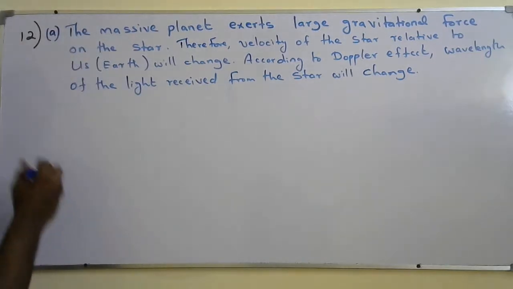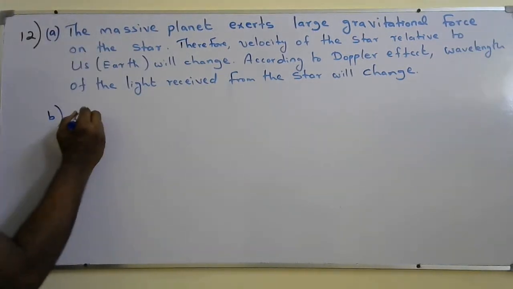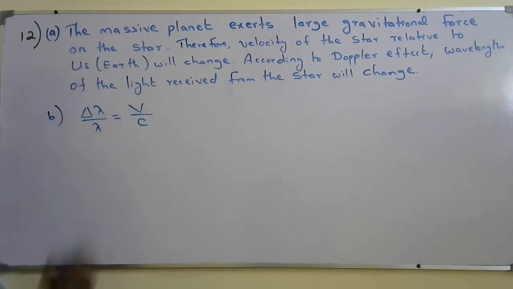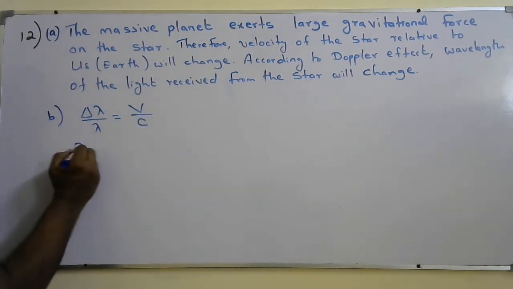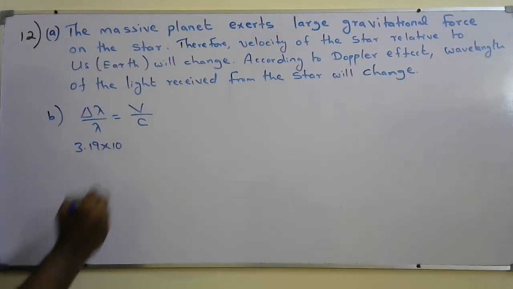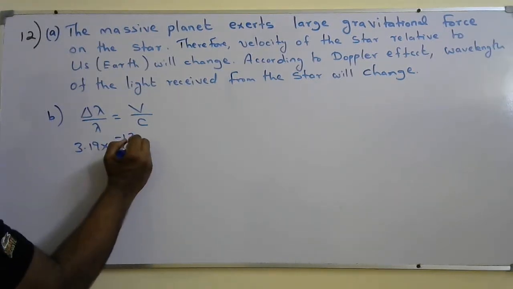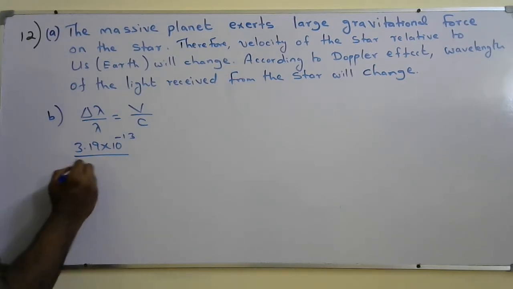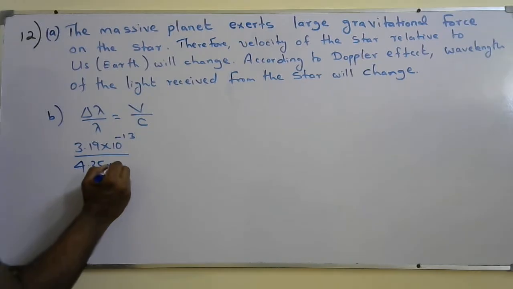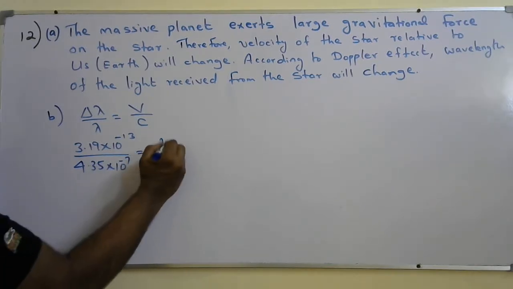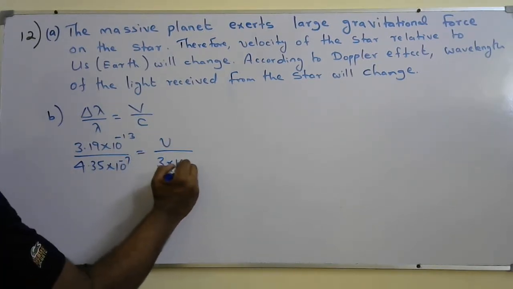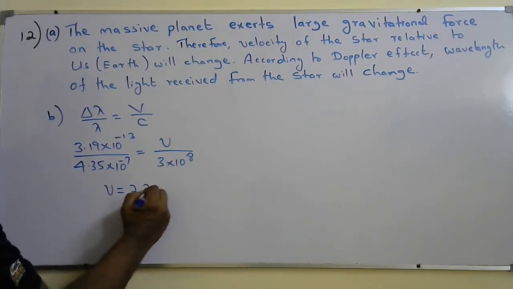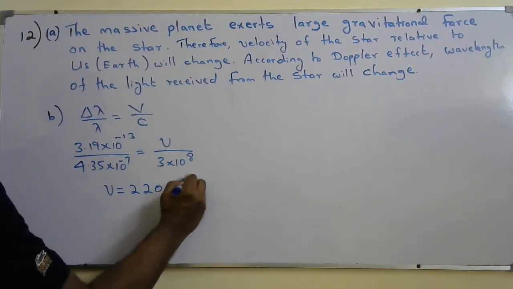We can use the Doppler effect equation: delta lambda over lambda equals v over c. Delta lambda is given as 3.19 × 10^-13. The lambda is given as 4.35 × 10^-7, equal to v over c, where c is 3 × 10^8. Find v, that will be 220 meters per second.